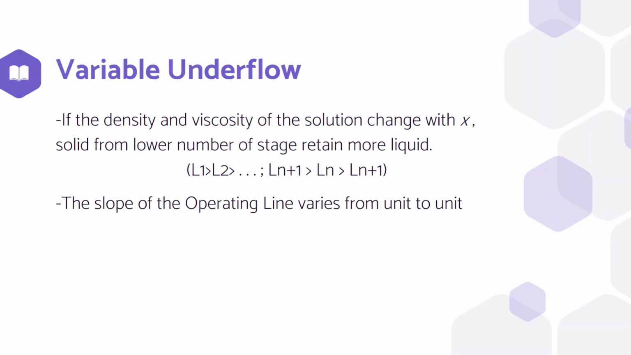If the density and viscosity of the solution change with x, solid from lower number of stage retain more liquid, that is L1 is greater than L2 and so on. The slope of the operating line varies from unit to unit. So in variable underflow, the operating line passes through XA,YA and XB,YB. If the flow rate is constant, we can then use L over V for the slope.